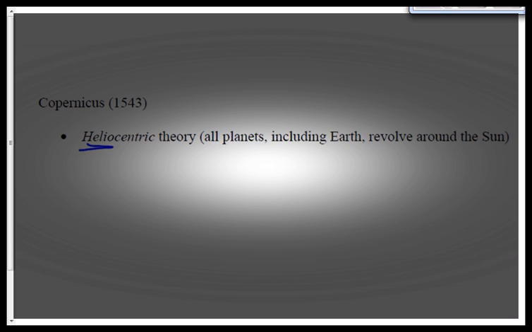Now, Copernicus didn't say anything about that path other than that the Earth revolves around the sun in a circular path. He didn't describe it, didn't say why it does, didn't say how it does. It just does. The Earth goes around the sun.